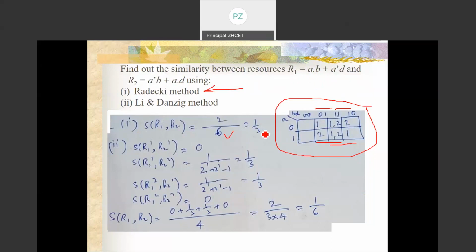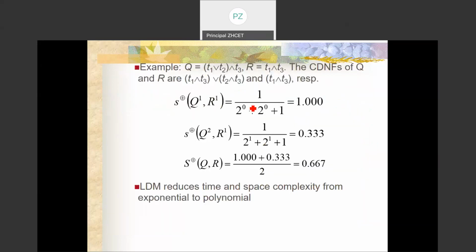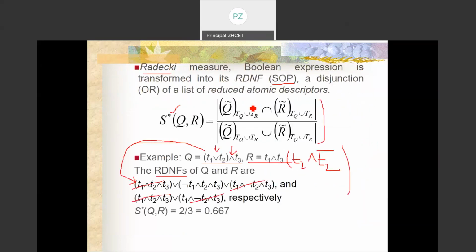Okay. So the idea in the Radeke measure is to convert the given Boolean expression into its canonical sum of product form and then find out how many min terms are common and how many min terms are there in the union. You divide the two and you get the similarity measure. Right? Seems simple. But there is a problem here. The problem is that of converting it into the canonical sum of product form. That is our main problem.